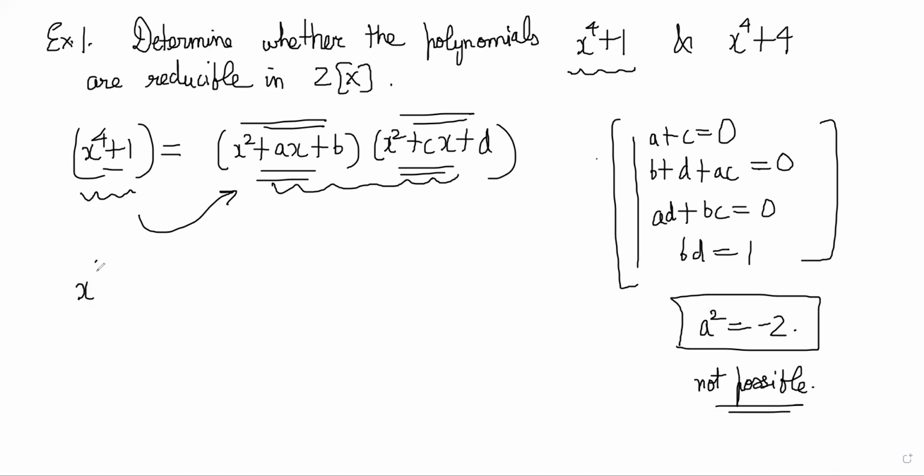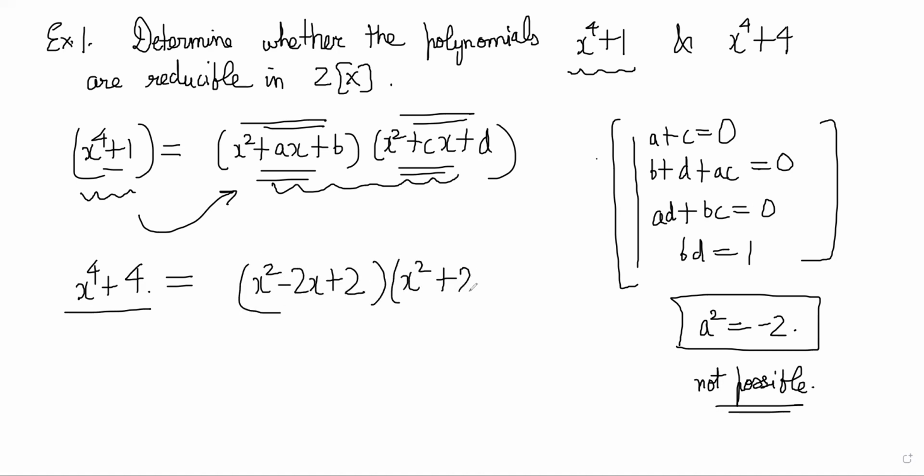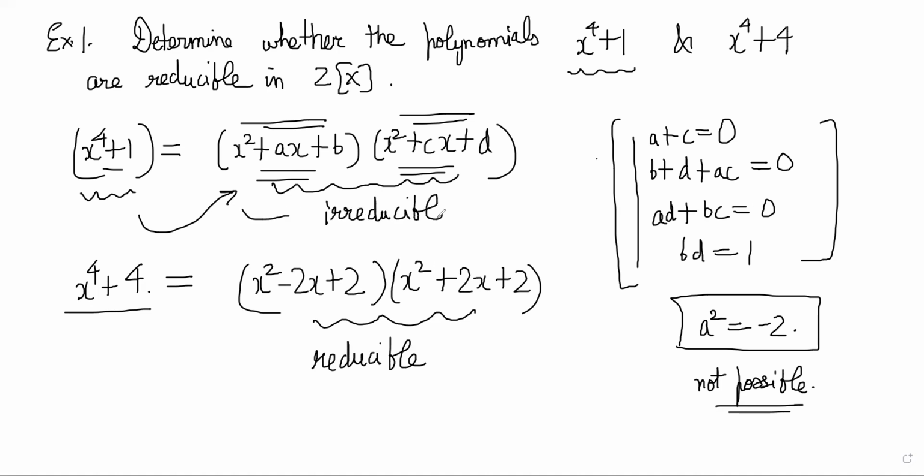On the other hand, for x power 4 plus 4, there is a direct factorization available. You can factorize it immediately like this. This is a standard factorization, so it is clearly reducible. And the first one was irreducible because it is impossible to write it as a product of two factors. The second one is directly factorizable. Let's look at another example.